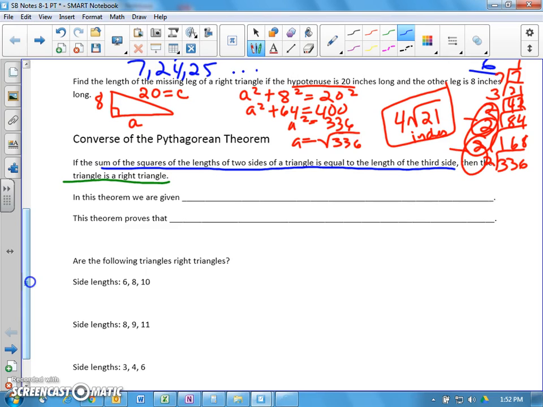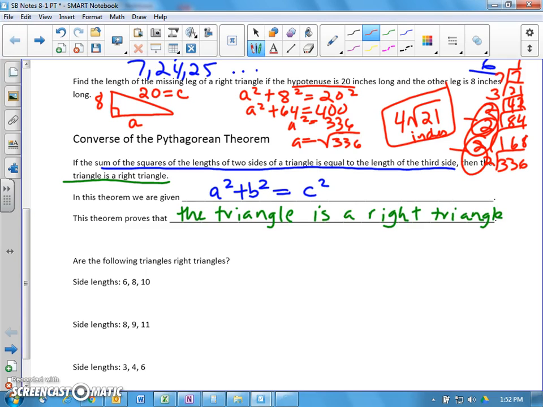So we are given the sum of the squares of the lengths of the two sides, so we're just going to write a squared plus b squared, is equal to the length of the third side. So that's my c squared. If we have that, this proves that the triangle is a right triangle.